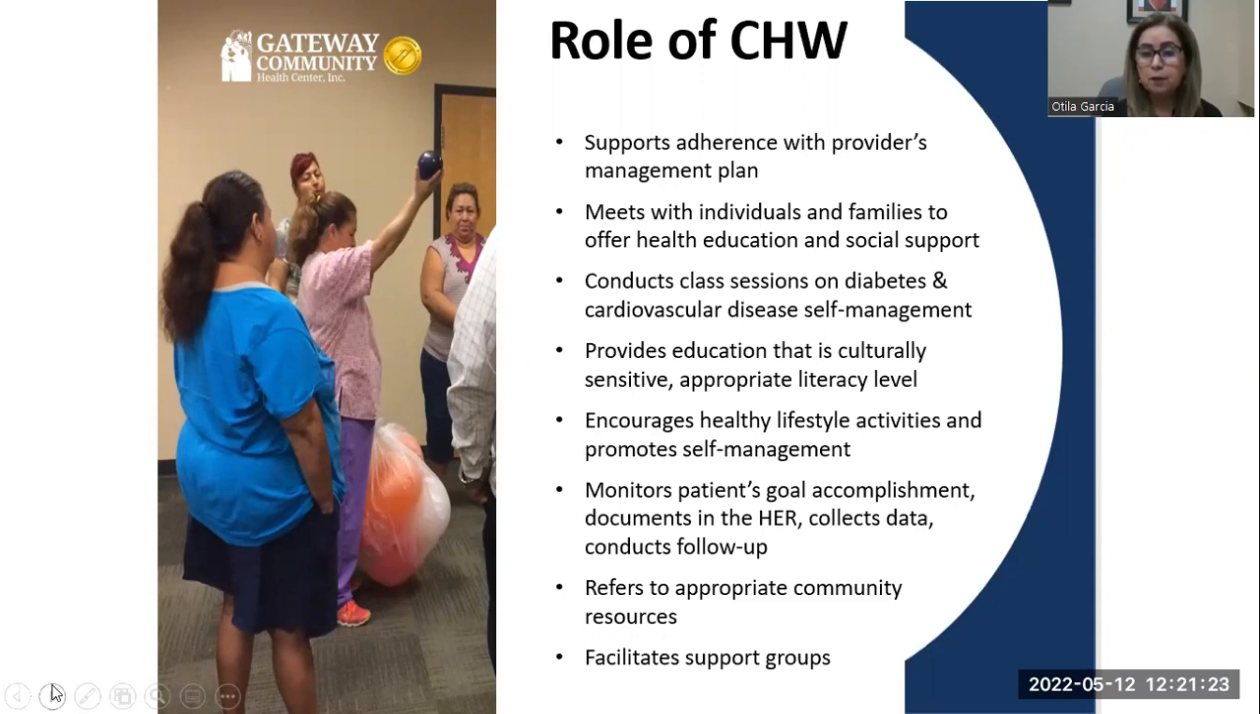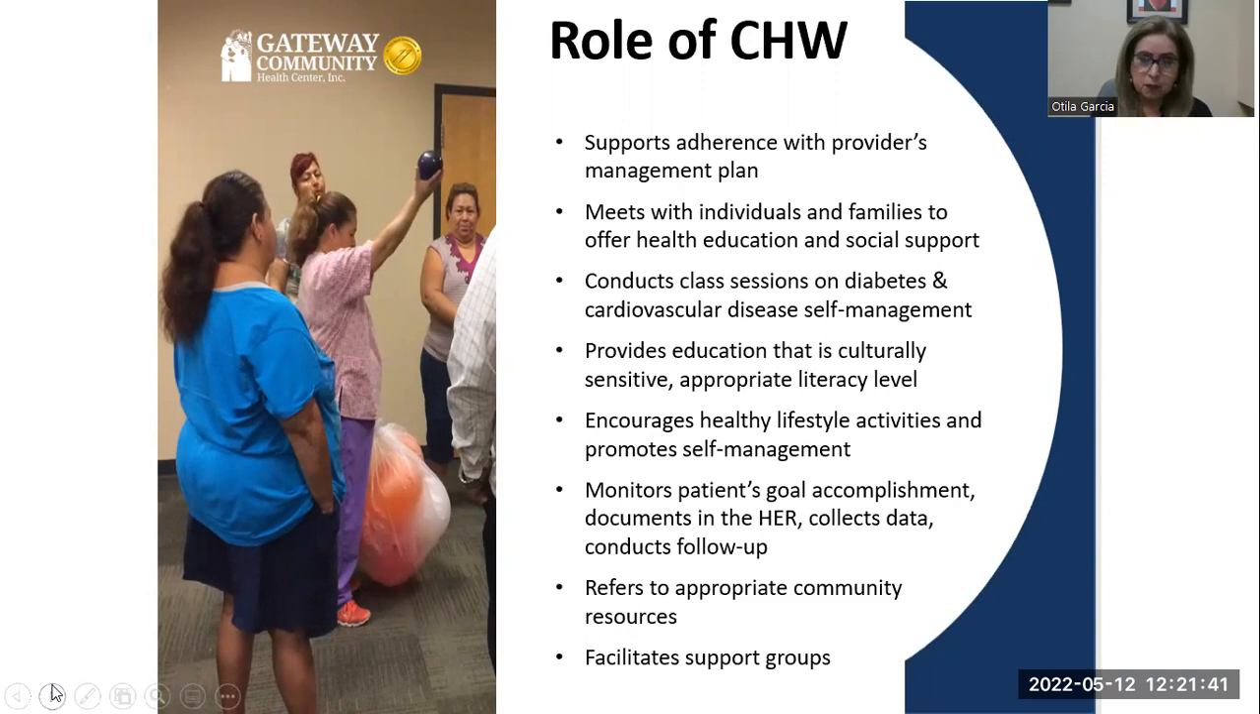Also refers to appropriate community resources. Like I mentioned before, we guide them, we help them to navigate the whole system and connect them, based on their needs, with the resources available, and facilitate support groups.